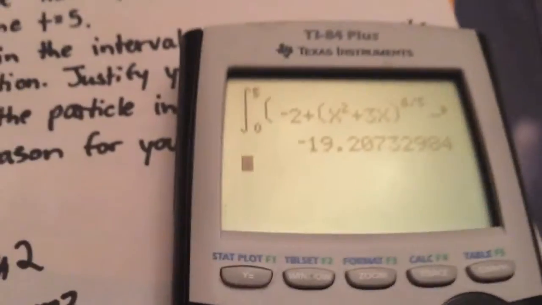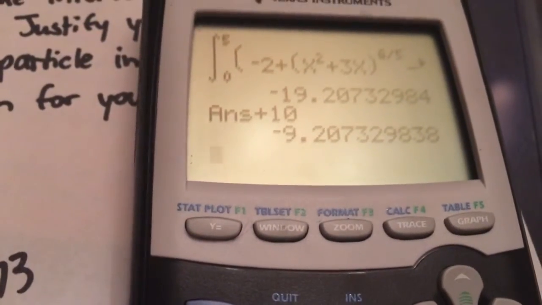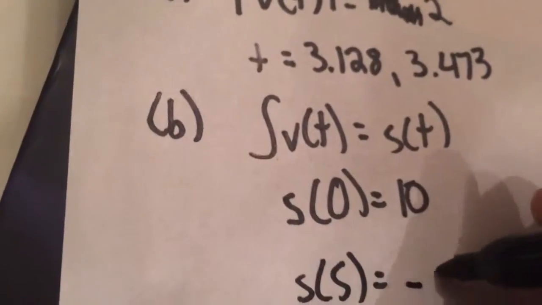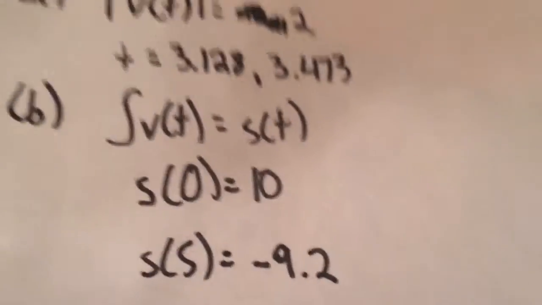So let me go back here. Let me just add the plus 10. And the actual answer is negative 9.2. So, yes, that is going to be s of 5 equals negative 9.2. All right, let's move on.